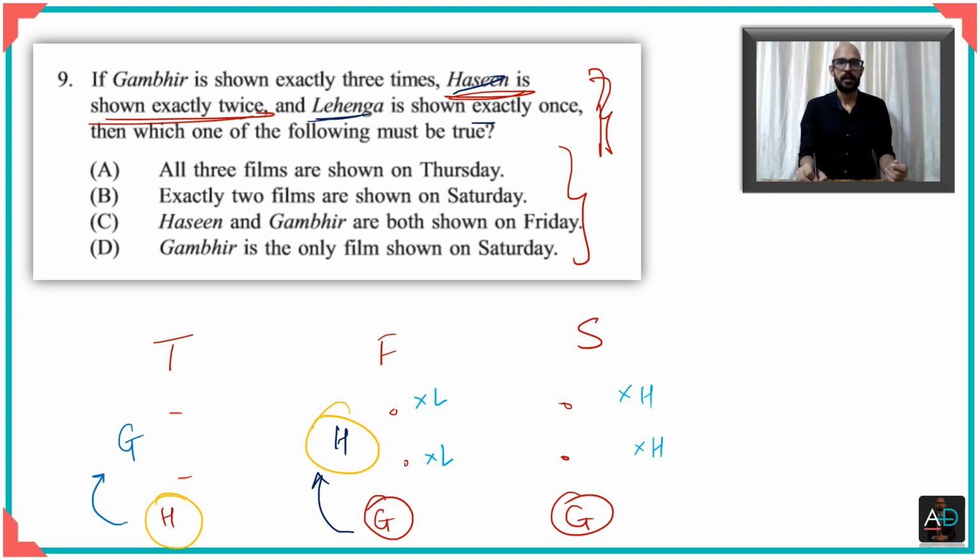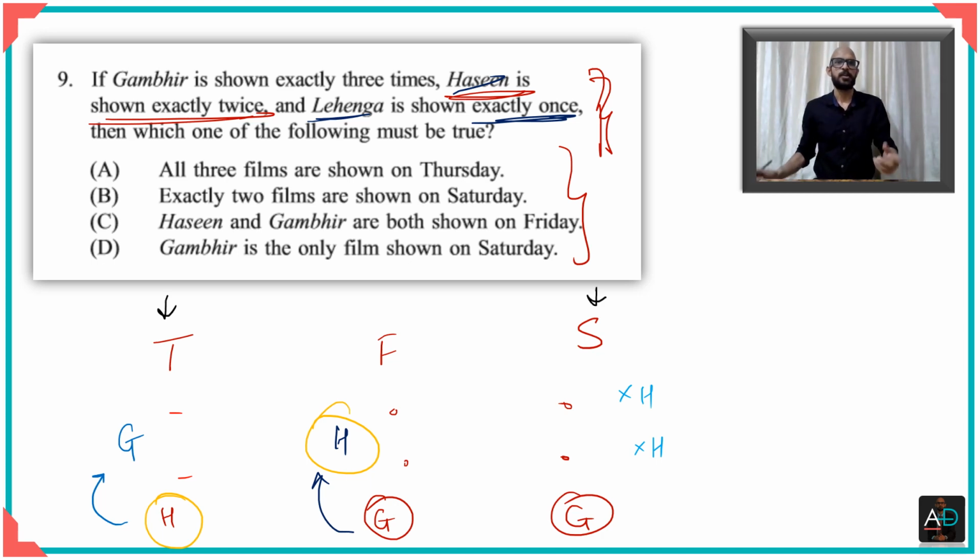Lehenga is shown exactly once. Now, where can lehenga be? Before that, we know where lehenga cannot be. So lehenga cannot be on Friday. So we know that we will not put lehenga on Friday. That leaves us with 2 options for putting lehenga. Either we can put lehenga here on Thursday or we can put it on Saturday.